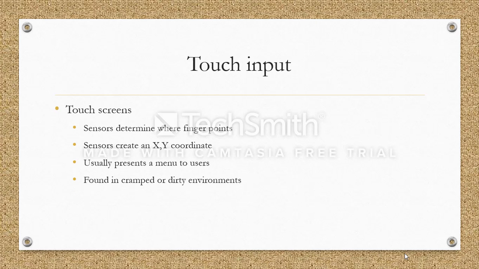Now next, touch input. What is touch input? Touch screen sensors determine where the finger points. Sensors create an XY coordinate, which means a two-dimensional coordinate. Usually they present a menu to the user, and are found in crowded or dirty environments.